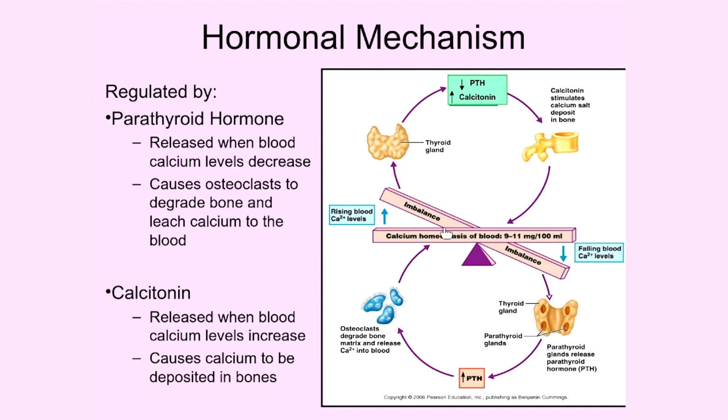Blood calcium levels are where they're supposed to be, but let's say we get an imbalance. For whatever reason, maybe you don't have a calcium-rich diet, or maybe you do, but you don't get enough vitamin D. If you don't get enough vitamin D, you're going to have problems absorbing calcium. Maybe you just have a malabsorption problem. For whatever reason, this diagram is showing us that blood calcium levels are becoming too low.